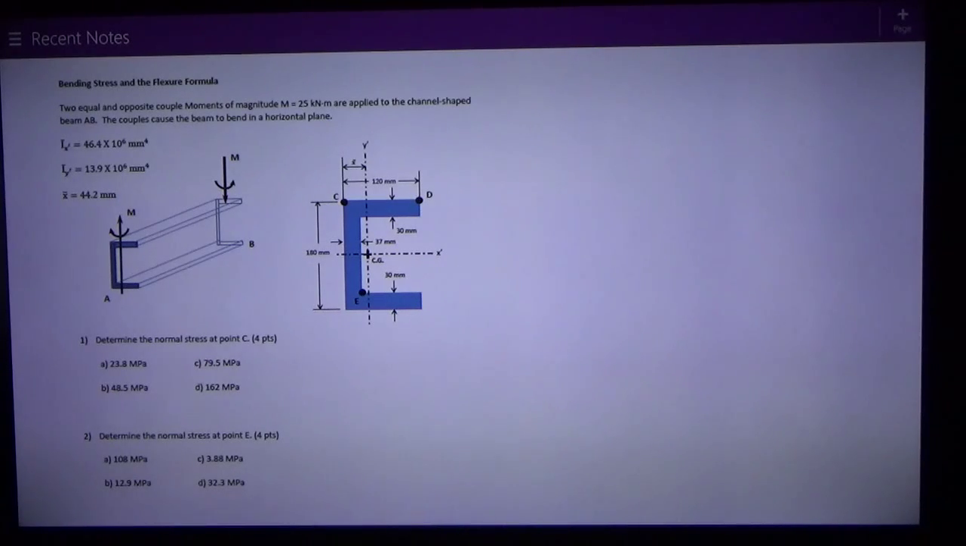This is David Spear, Civil Engineering Instructor at Texas Tech University, reviewing a recent solid CE 3303 exam. First problem that we have is a bending stress and flexure formula problem.